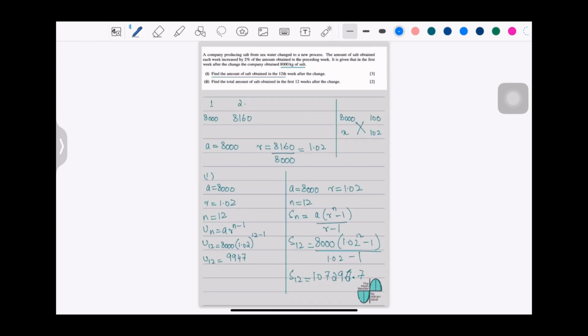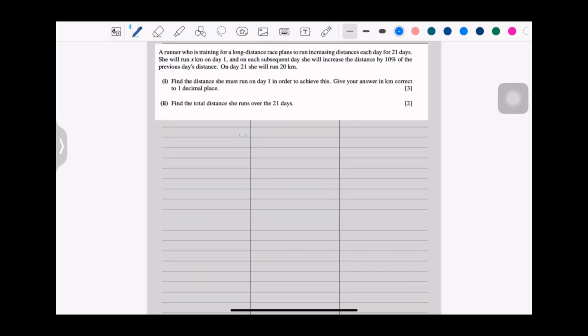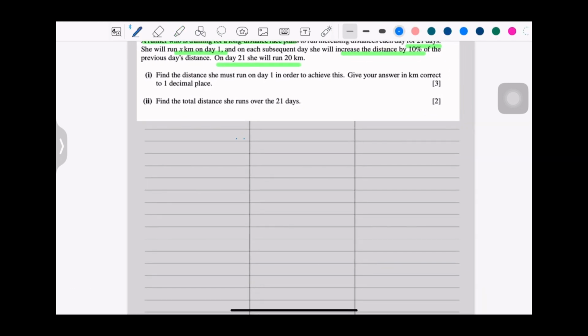So let's look at another and the last question of the day. A runner who's training for a long distance plans to run, increasing each day for 21 days. On the first day the distance covered is x kilometers, so we don't know the exact quantity, but every day after this it is increasing at a rate of 10%, and on the 21st day she ran 20 kilometers. So if I have to write this series, I can write it like this.